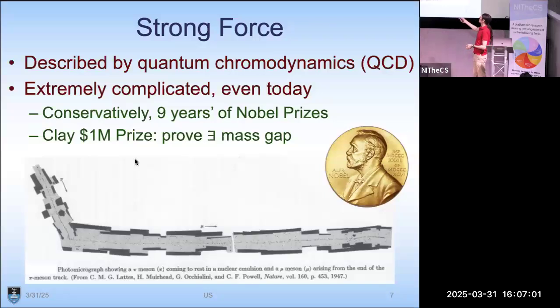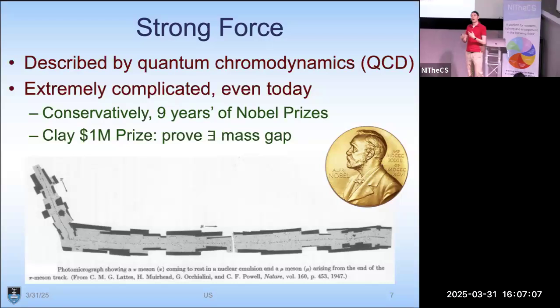And very conservatively, 9 years worth of Nobel Prizes have been awarded simply for discoveries about or related to the strong force. And even today, within the mathematics community, there's the Clay Millennium Prizes. These are $1 million prizes, which given inflation, it's less money these days than it used to be, but it's still a lot of money.